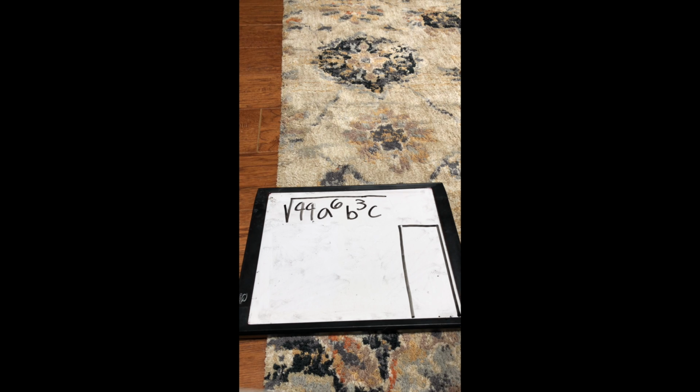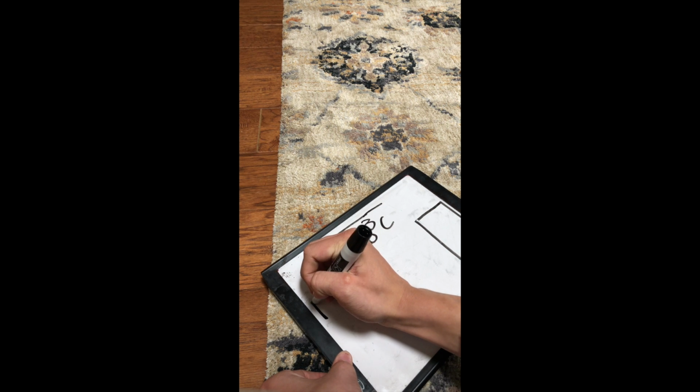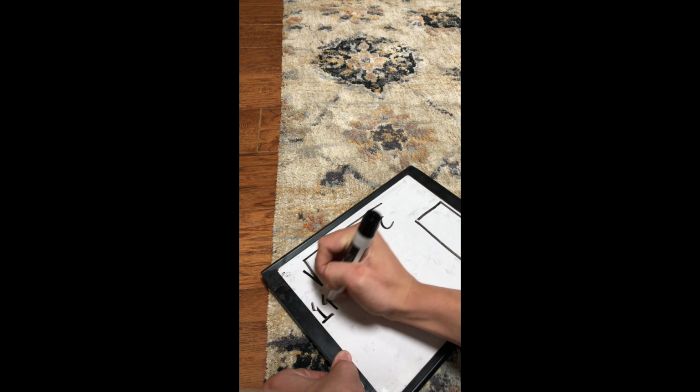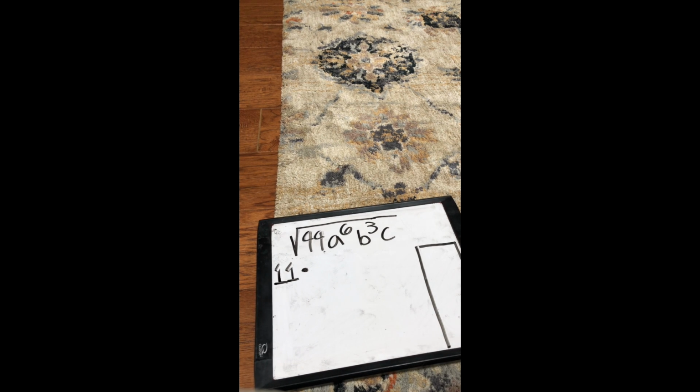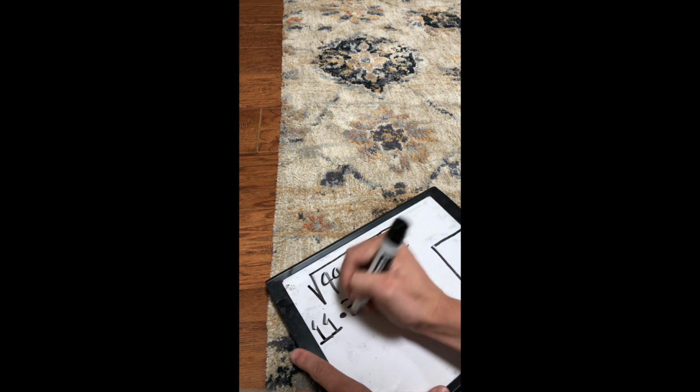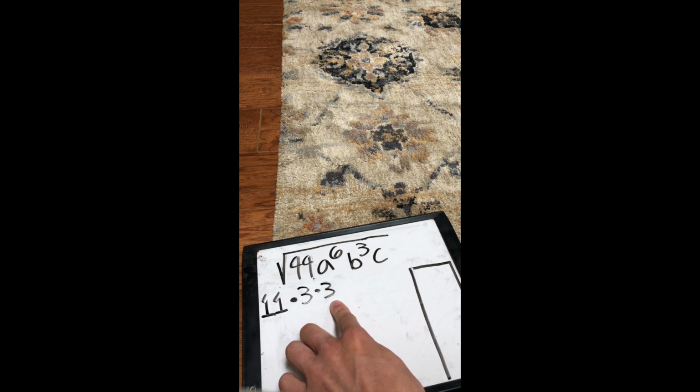So, we know that 11 times 9 is 99. So I'm going to go ahead and write my 11 here. However, I'm not going to write 9 because 9 is not a prime factor. But we're going to turn 9 into a prime factor by multiplying 3 times 3. 3 times 3 is 9, and 3 is a prime factor.